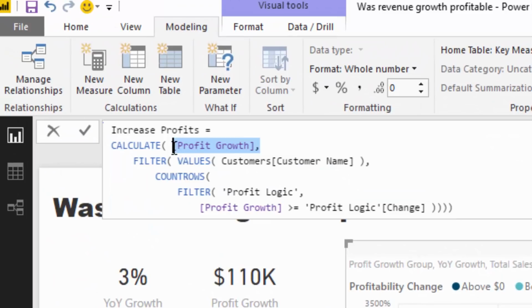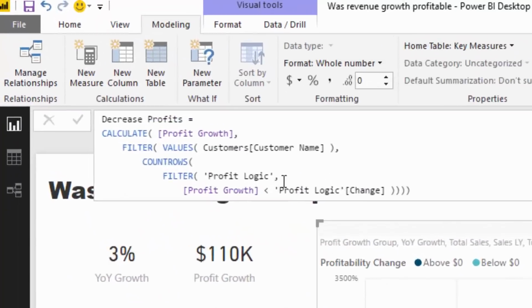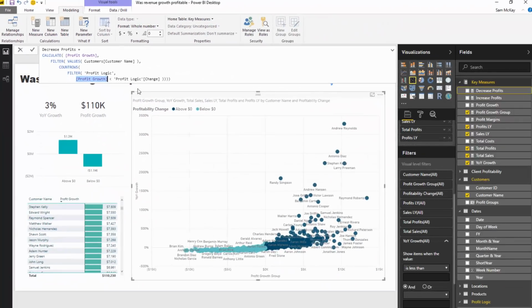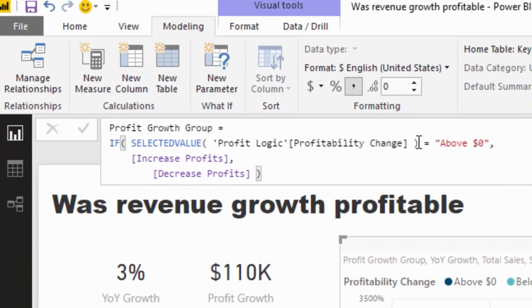I've said, okay, well, show me the profit growth. I want to calculate the profit growth, but before we do that, I want to evaluate every single customer. And I want to evaluate, has that customer's growth been above zero in this case? Because that's what this value is here. So it's saying, if this customer is above zero, calculate the profit growth. I've then done this again, but I've said, calculate profit growth if the customer's growth is below zero. Okay, so those two formulas are going to evaluate every customer ultimately, right? But then we need to do one other formula that says, if the profitability change value or dimension is saying above zero, then I want you to go and retrieve the increased profits measure. If it's not, then the decreased profits measure.